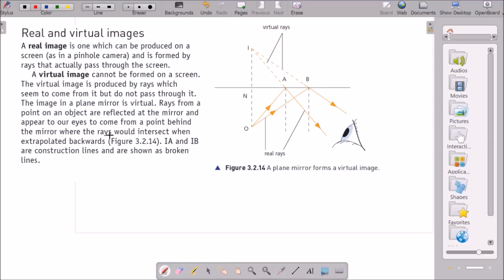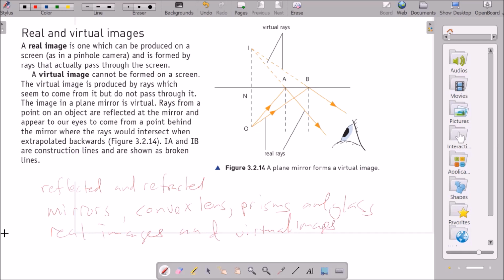Today we are going to do ray diagrams to see how light is reflected and refracted in mirrors and convex lenses. We are also going to talk about the meaning of real images and virtual images and see how these are obtained. First, we'll start with the mirror.